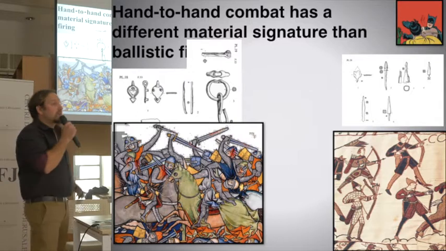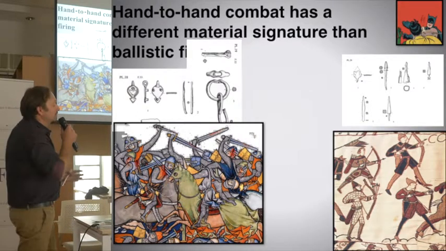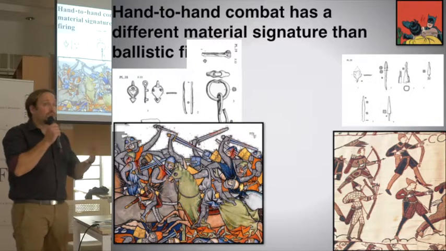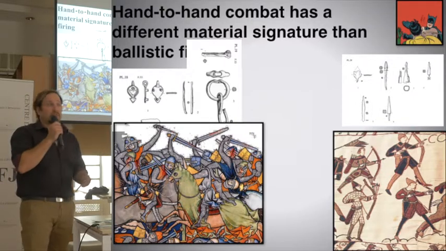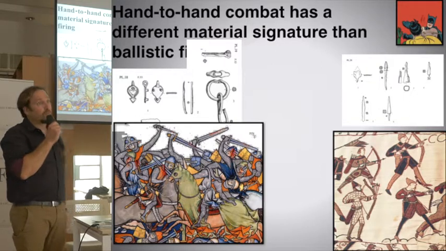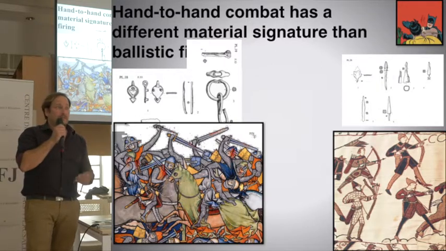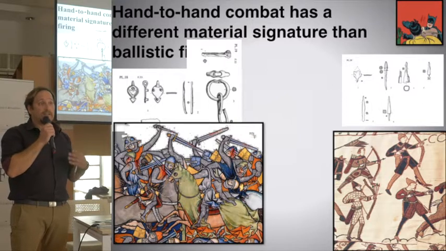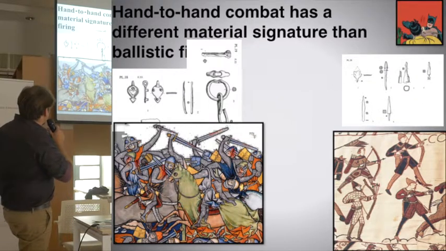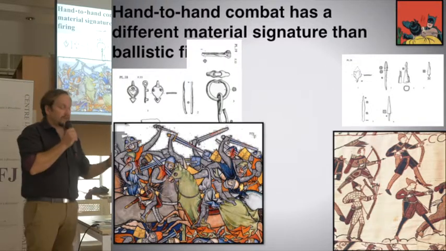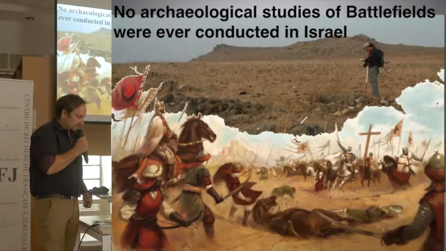For instance, just for one example, hand-to-hand combat would have a very different kind of material signature, okay, from the one of ballistic firing, when people are shooting arrows at each other. Usually those arrows are left behind, and things which are related to horsemanship, while people are usually stripped of their clothing. When people are doing hand-to-hand combat, the contact makes more things break off and tear off. So it's more likely that in hand-to-hand contact, you would find elements such as buckles, personal items, things which are related to broken parts of weapons and things like this. While in ballistic fighting, you would find a different kind of material signature.